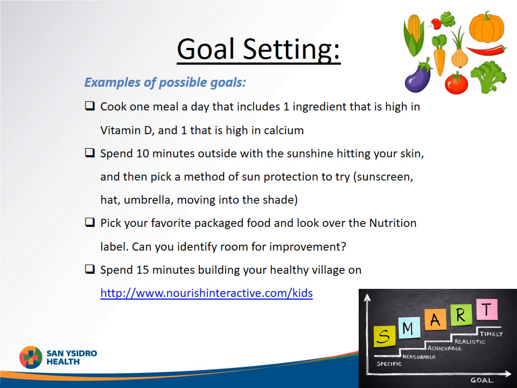Here is a list of some other possible goals. Please read through them. Like I said before though, it's important to remember that goals are individual and you have to think about where you are at the moment, where you want to get to, and then set realistic goals that will help to get you there step by step.